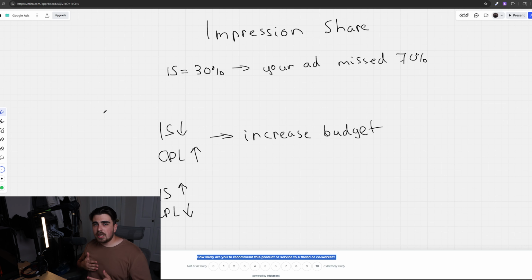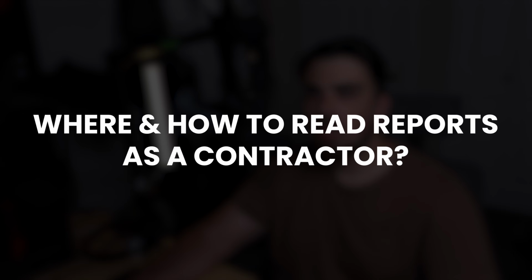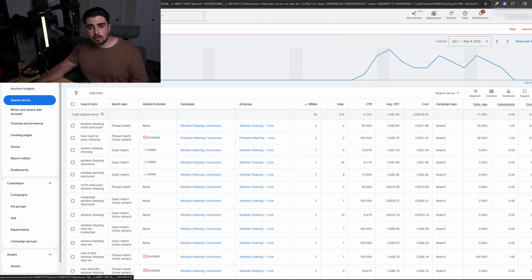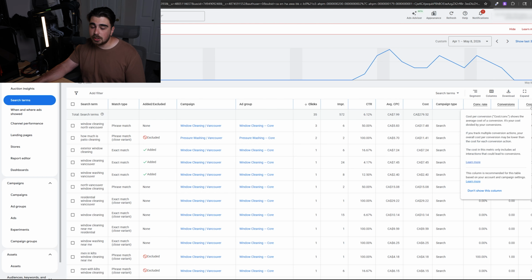So now, after we understand all of these metrics, let's learn how to read our report. We'll have to go to campaigns, then insights and reports, and then search terms. This is basically what people are searching, their exact query. Here we have our CTR, here we have our conversion rate, here we have cost per lead, cost per conversion.